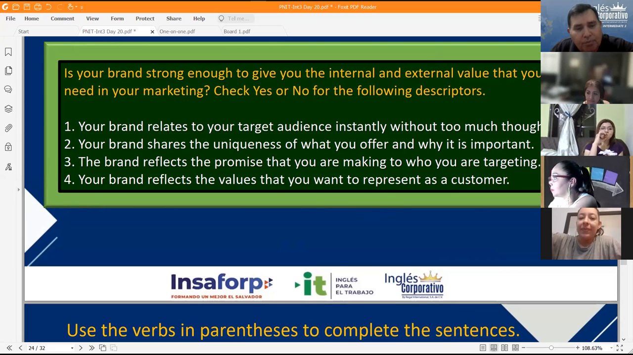The product that you sell is important and is not common. Only you sell it. And you say, no. Okay. The brand reflects the promise that you are making to who you are targeting. Does it reflect the compromise that you have in supplying them with what they need? And you say, yes. Okay, but this is only just like that. Your brand reflects the values that you want to represent as a customer? Maybe, because we don't have brands, we cannot say yes or no. But they expect us to write it, so let's write it.